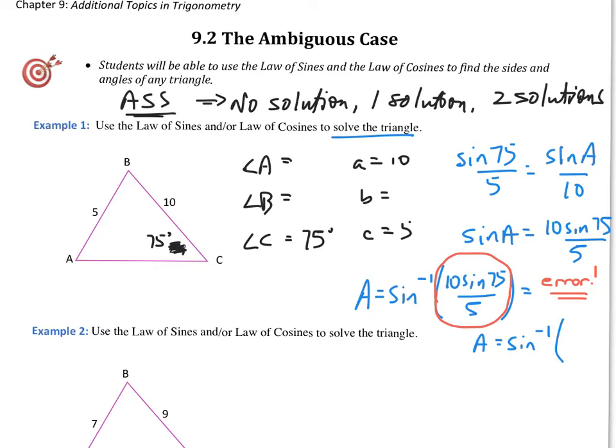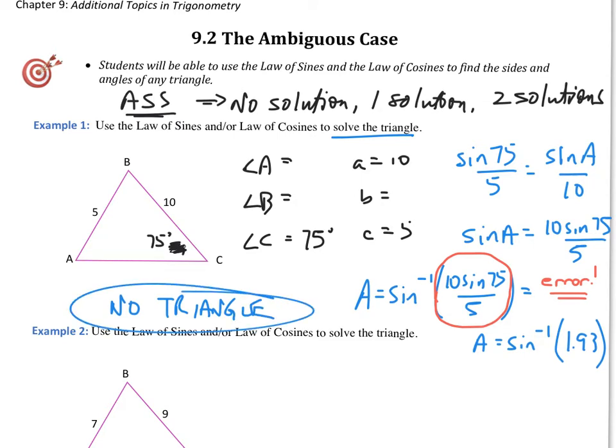What did you get? 1.93. Does anybody see a problem with us doing the sine inverse of 1.93? It's greater than 1. And what did we say the domain had to be? Between negative 1 and 1, because on the sine curve it goes up to 1 and it goes down to negative 1. And so since it doesn't go above 1, we can't do the inverse of 1.93. And so what this simply means is no triangle.